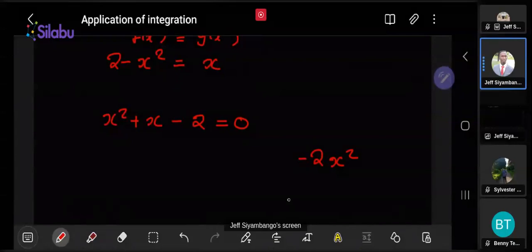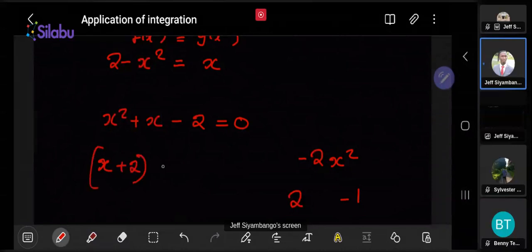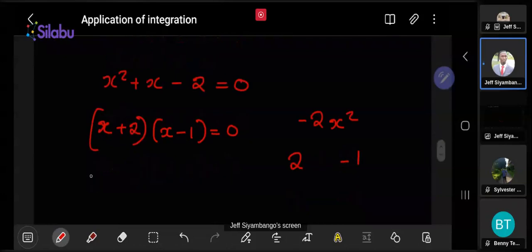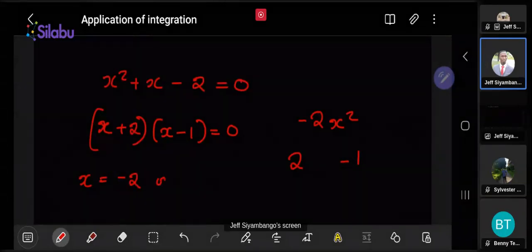Is it 2 and minus 1? I think this will work. Yes. Okay, because those work, we can just say this is x plus 2 and x minus 1 is equal to 0, or x is equal to minus 2 and x is equal to 1.